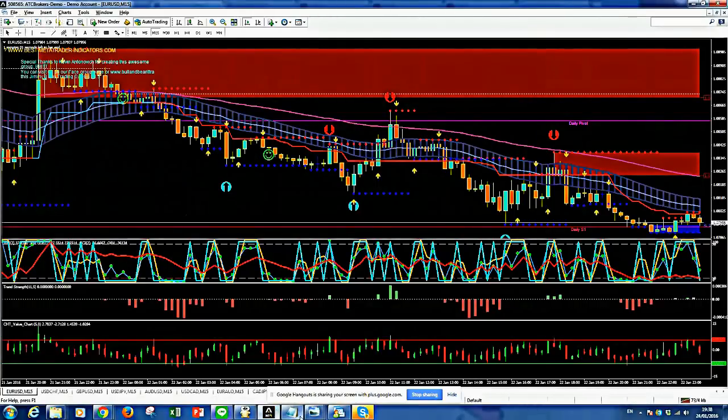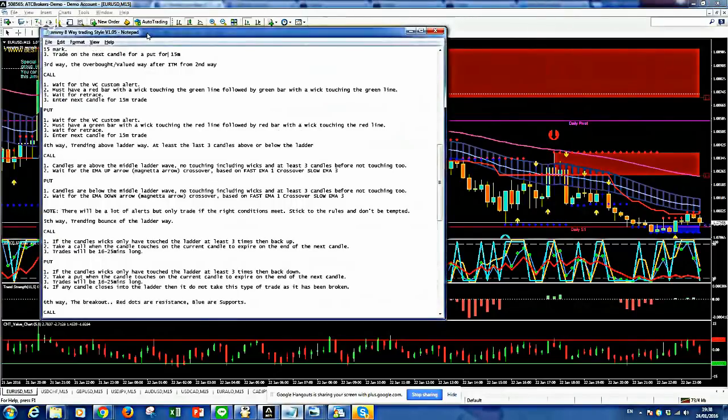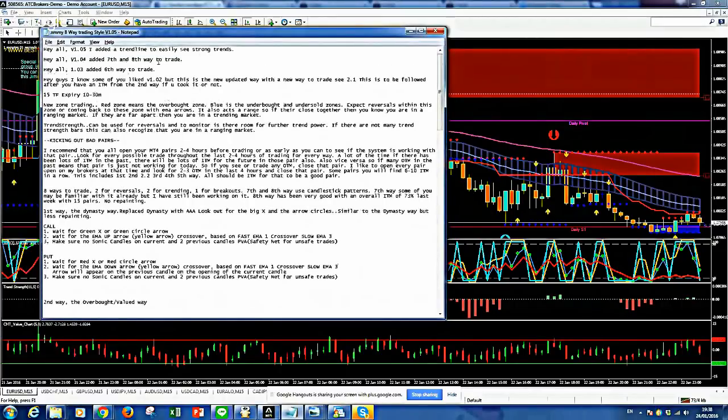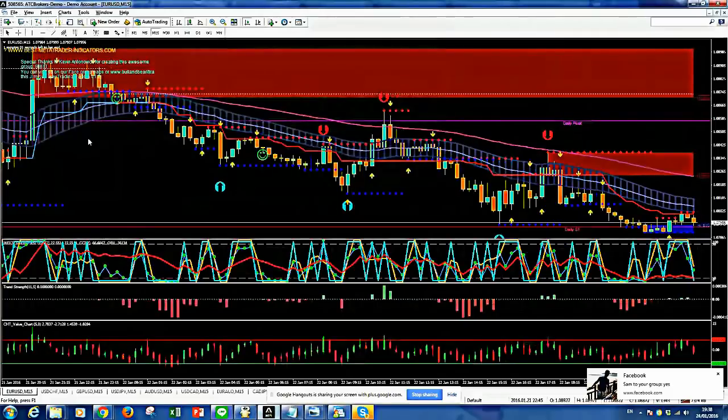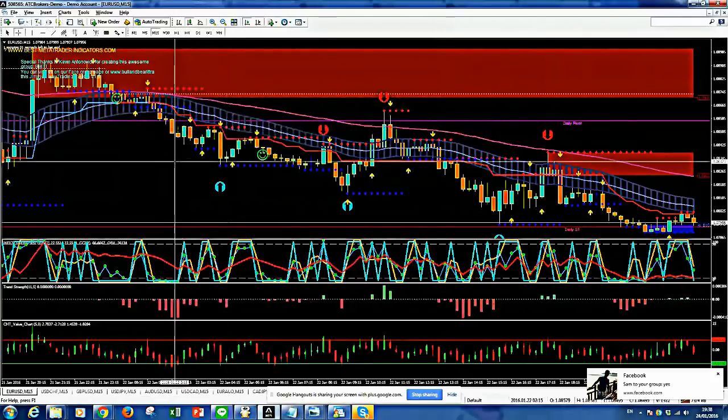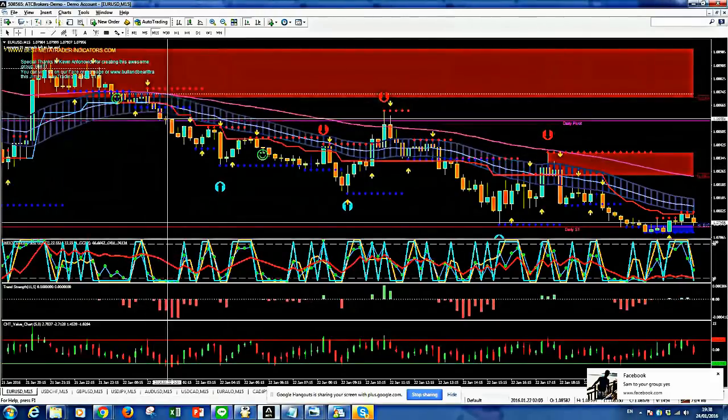A lot of people have been using this system before, so they're quite familiar with it. But if you're not, this system is basically 8 ways to trade. Use money management on this system as well. If you get 2 out of the money, just stop trading, because some days the system is really, really good, and other days it's not.